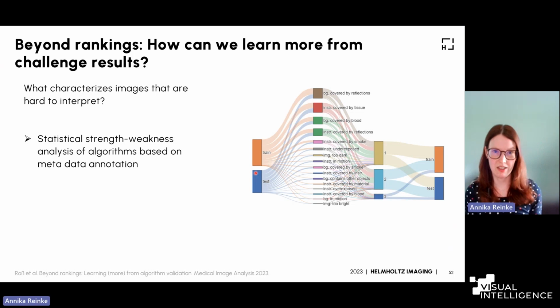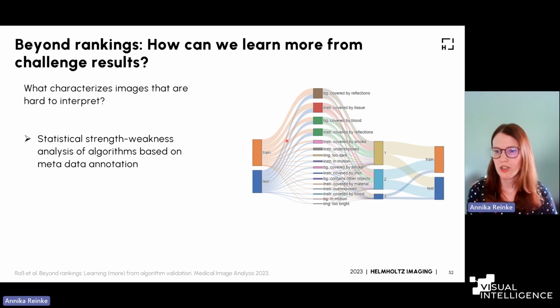So we conducted a statistical strength and weakness analysis of algorithms based on metadata annotation. Here you see one example from our research. We had a look at the data, and we had some annotation on image characteristics from which we thought, based on expert knowledge and literature research, what are the things that may impact algorithm performance. In our case, it was a surgery example of medical instrument segmentation, where we thought, for example, if the medical instrument is covered by blood, this may cause some confusion for the algorithms, things like this.